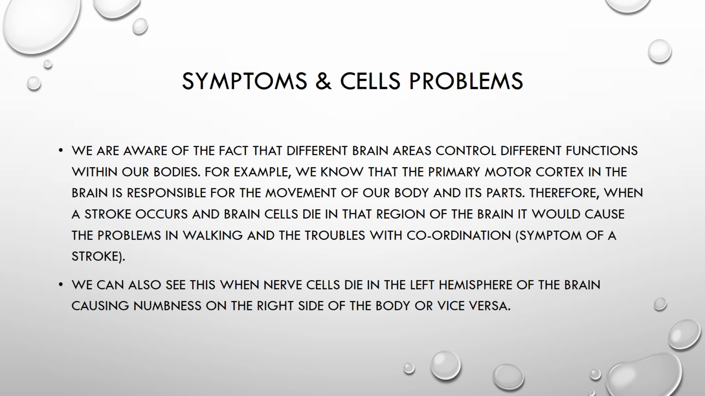Symptoms and cell problems. We are aware of the fact that different brain areas control different functions within our bodies. For example, we know that the primary motor cortex in the brain is responsible for the movement of our body and its parts. Therefore, when a stroke occurs and brain cells die in that region of the brain, it would cause problems in walking and troubles with coordination. We can also see this when nerve cells die in the left hemisphere of the brain, causing numbness on the right side of the body and vice versa.